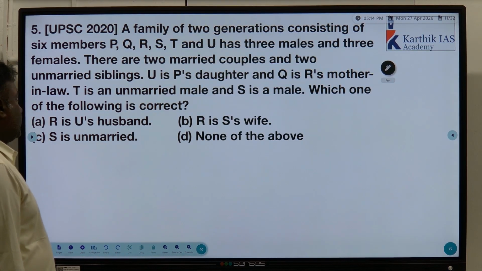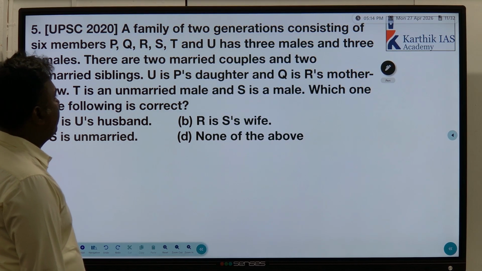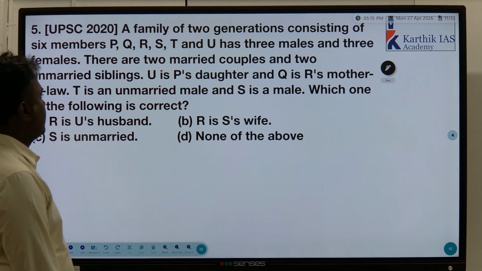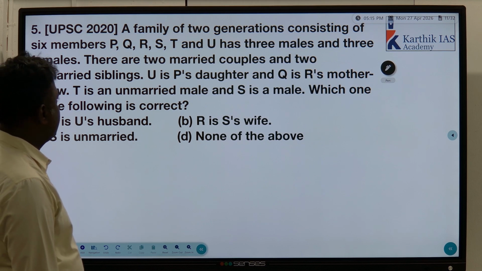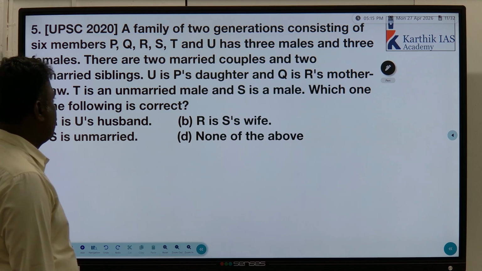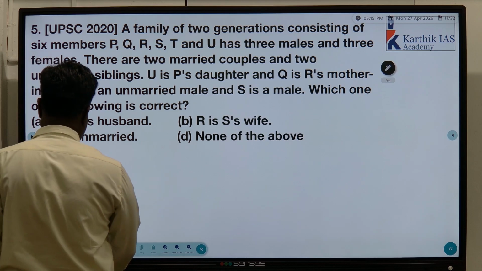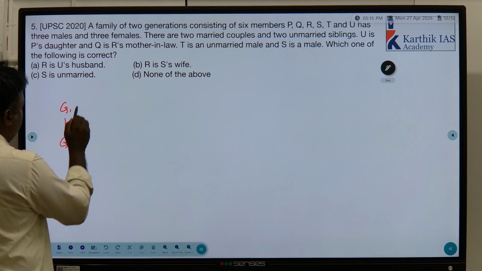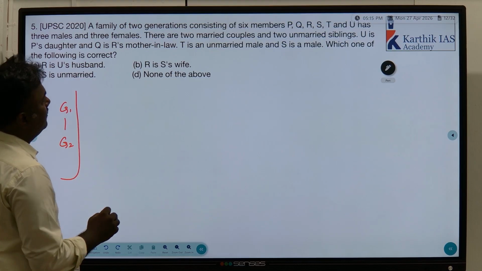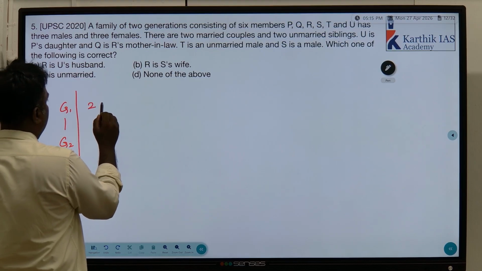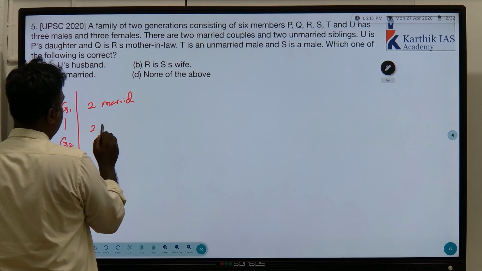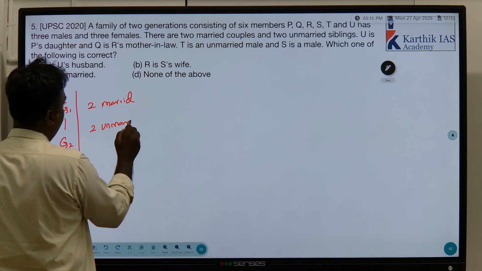Now, 2020 question. A family of two generations, only two generations, consists of six members P, Q, R, S, T, U, and three males and three females. There are two married couples, two unmarried siblings. Okay, these are all the statements given. So, two generations, first point. Then two married couples, two unmarried. So, overall, six people are there, right?